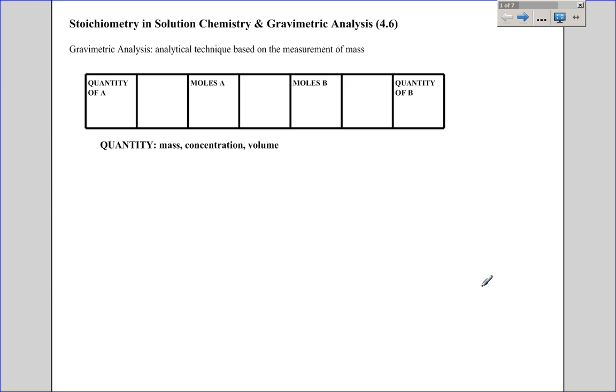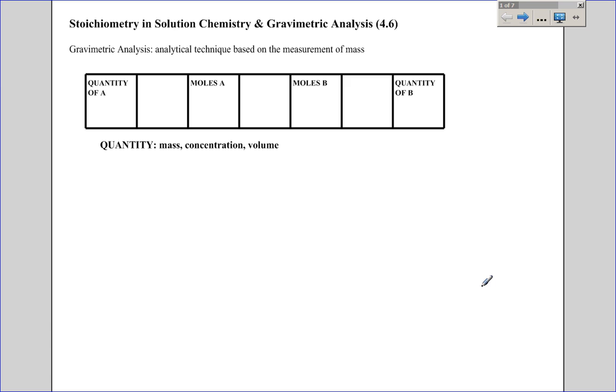Because what you're going to see is the reactions that you study often involve the formation of a precipitate, and you'll need to use the solubility rules to identify the formation of the precipitate so that you know what substance will be a solid in your experiment. Now, the process of stoichiometry is the same as it's always been.